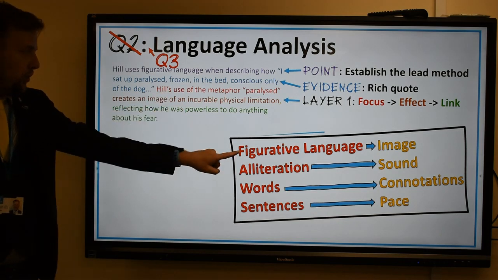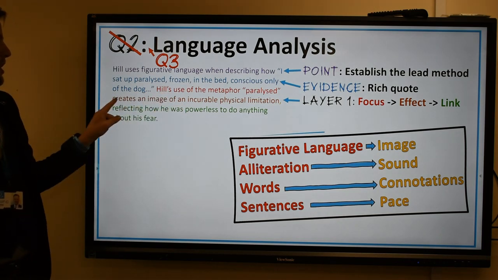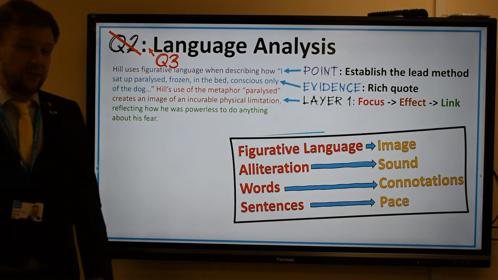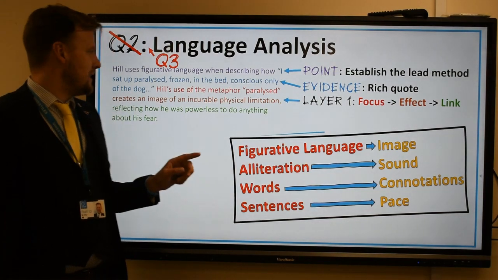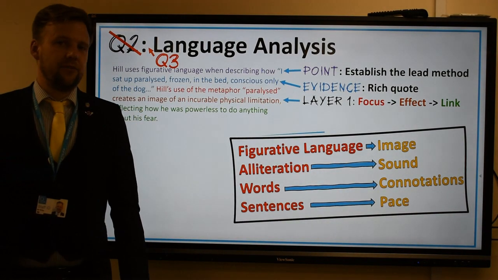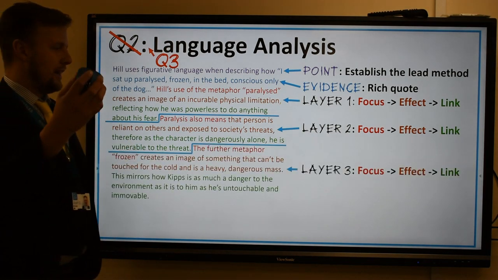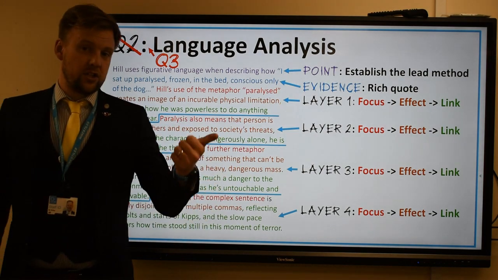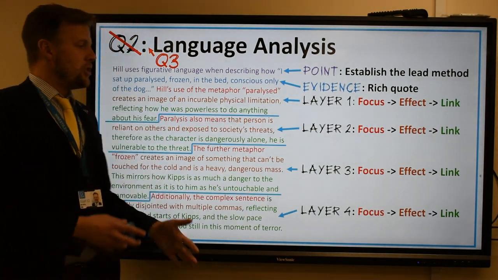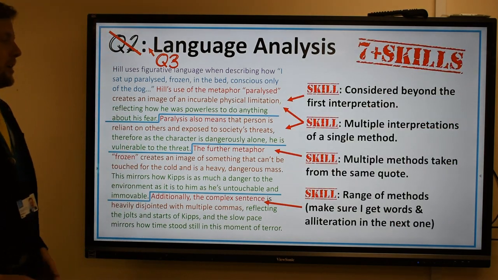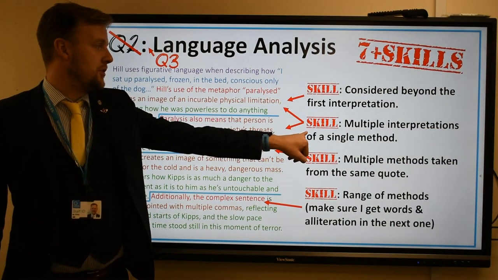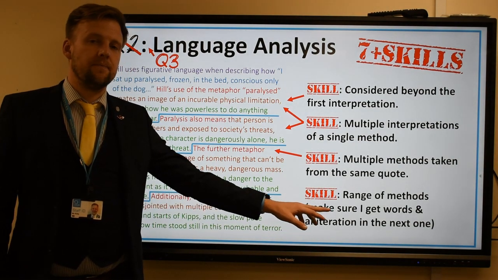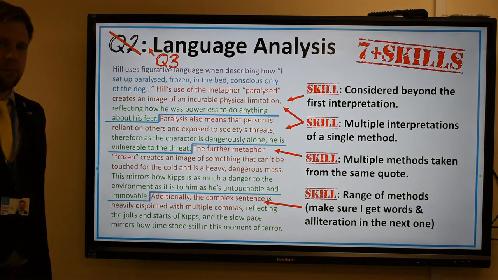He'll use the metaphor, paralyze, there's my focus, creates an image, because of metaphor, it always focuses on the image of an incurable physical limitation, so then link that back to the text, reflecting his powers to do anything about his fear. I just keep going with my layers, offering a range of methods, making sure I cover all of those: alliteration, figurative language, sentences, words, making sure that I'm always offering precise ideas, making sure that I'm offering multiple interpretations of a single method, making sure that I've got a whole range of methods throughout my whole answer. Exactly the same as question 2, paper 1.